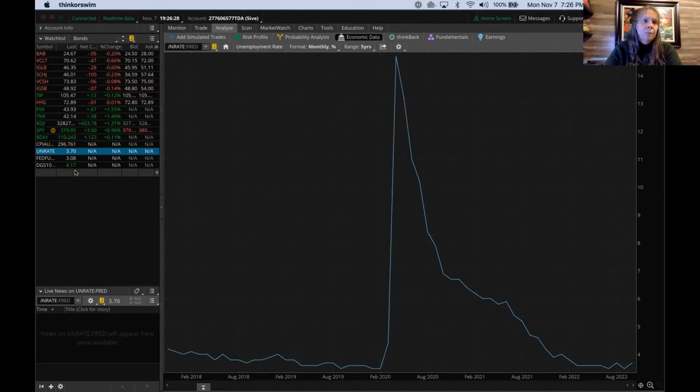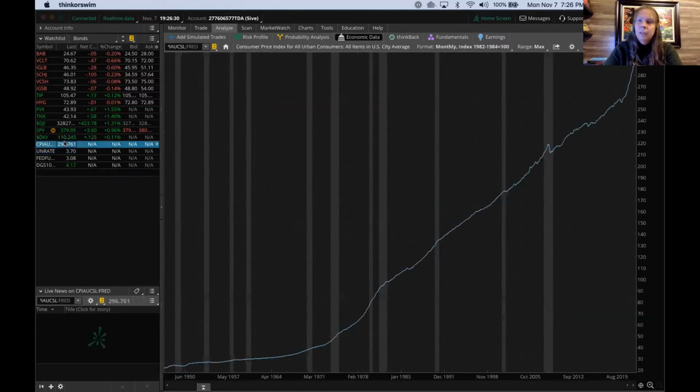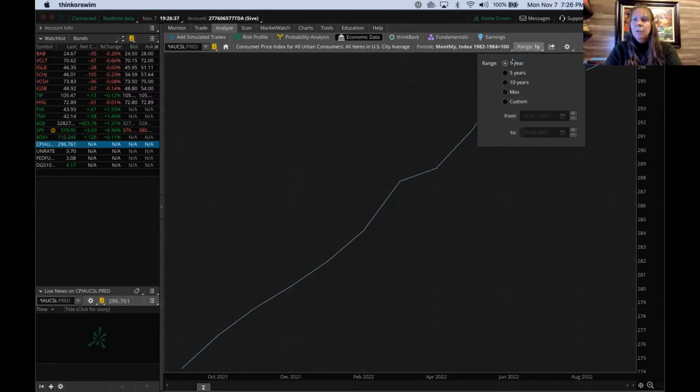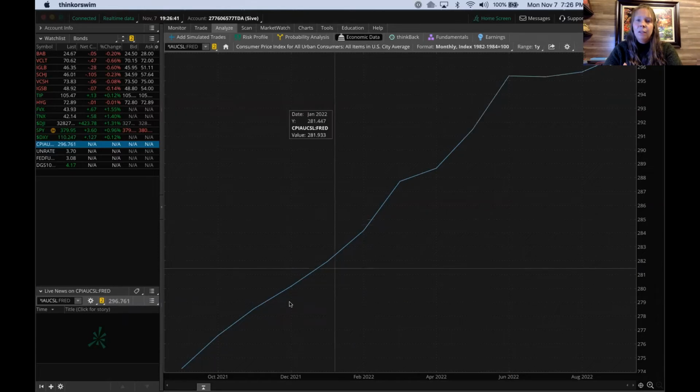So CPI is this one. And again, it always goes to max each time I switch. So you kind of have to adjust it and reset it each time and play around with it. But this is inflation, CPI numbers, right?